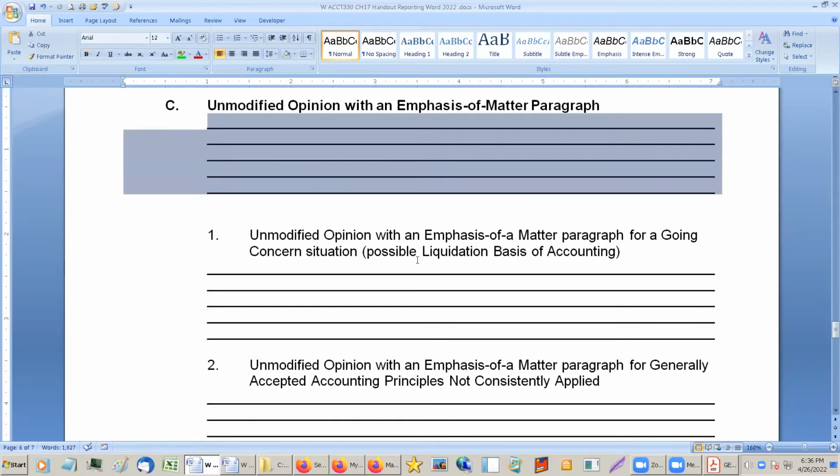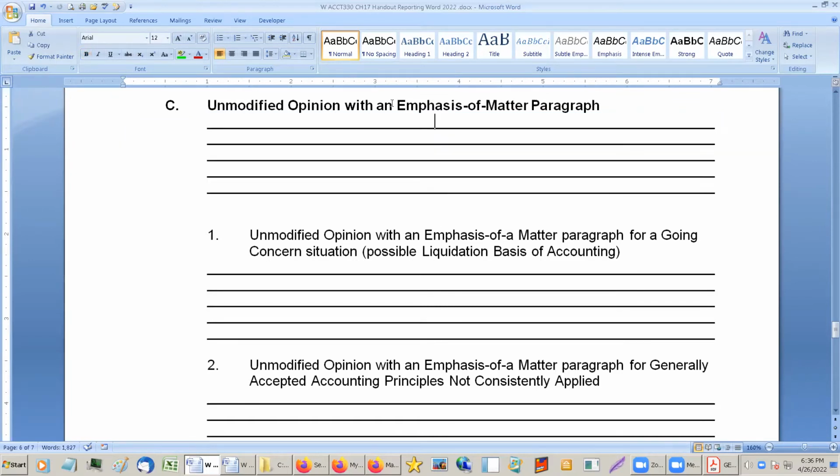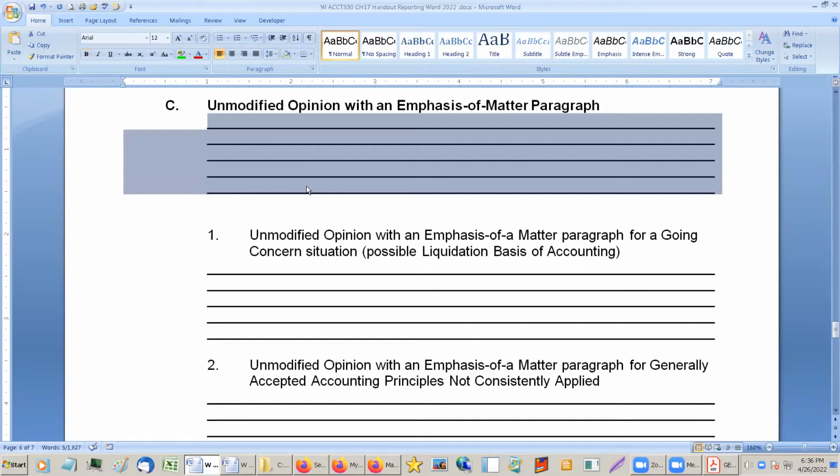Okay, emphasis of a matter. So you can add a paragraph for emphasis of a matter.